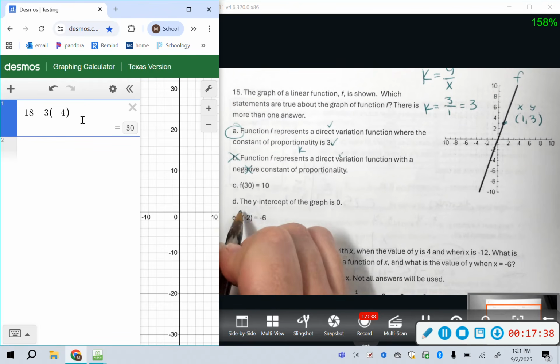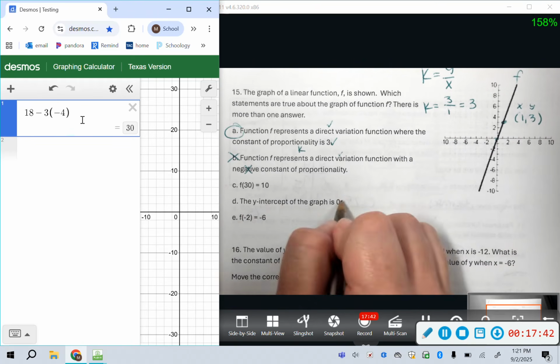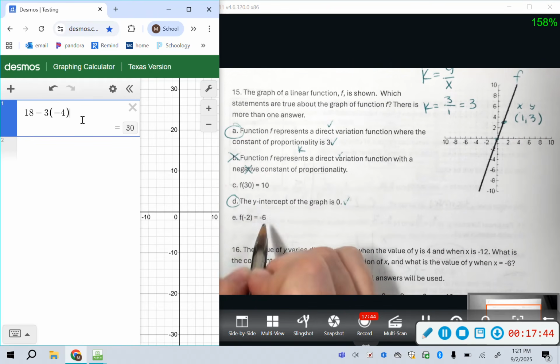I'm going to skip C for right now. It says the y-intercept of the graph is 0. My y-axis does touch in the middle, which is at 0, so this is true. And we're going to talk about these two.